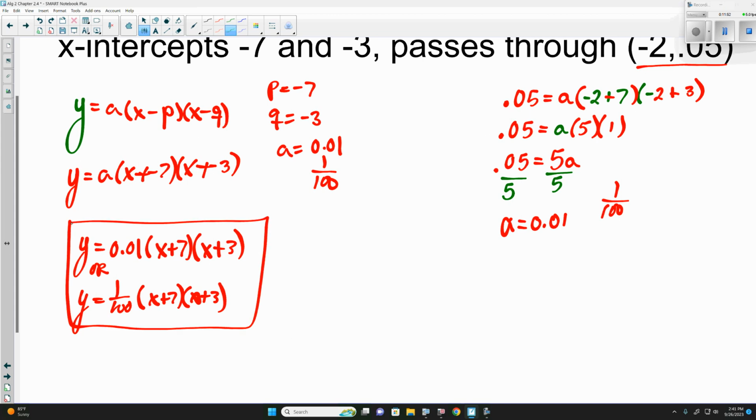You just need to pick which one you want to use. Either one of them will work. We just have to pick one of them. Questions on any of this here? Questions on anything we've done so far? We're ready for the next one.